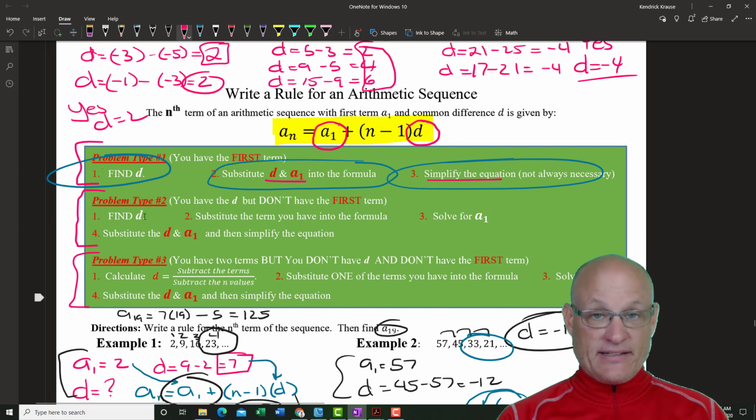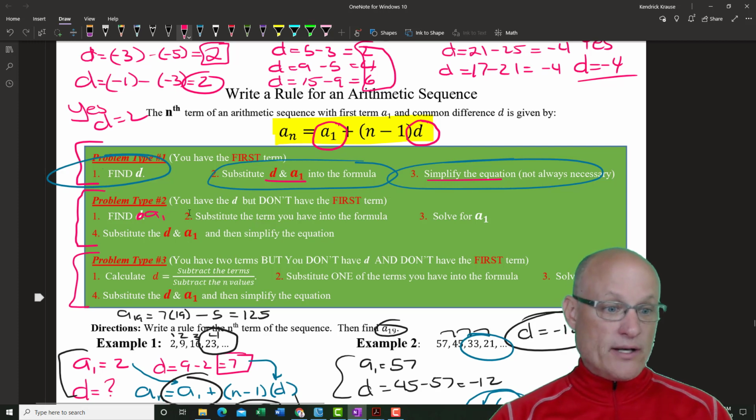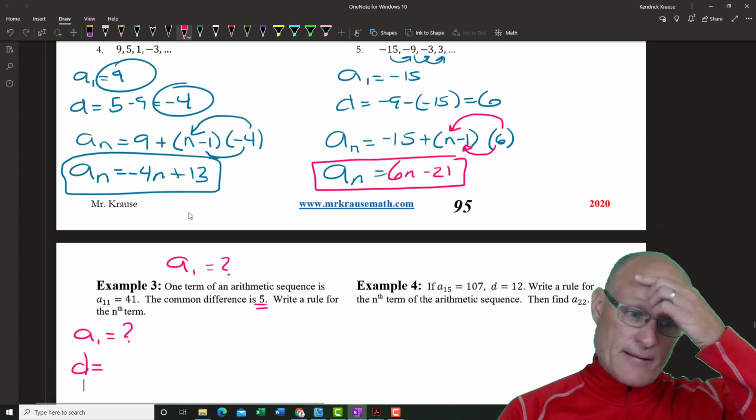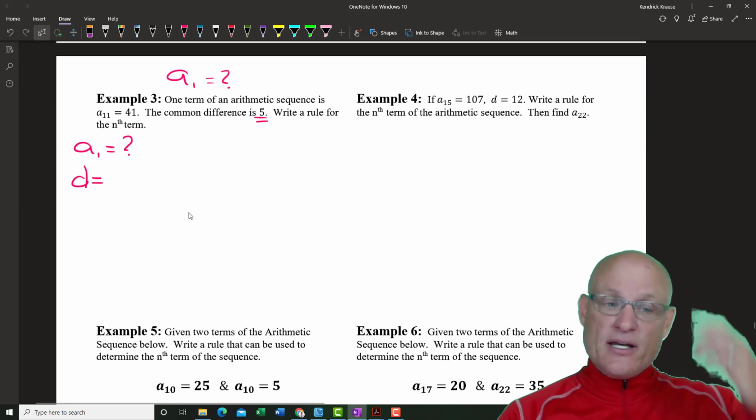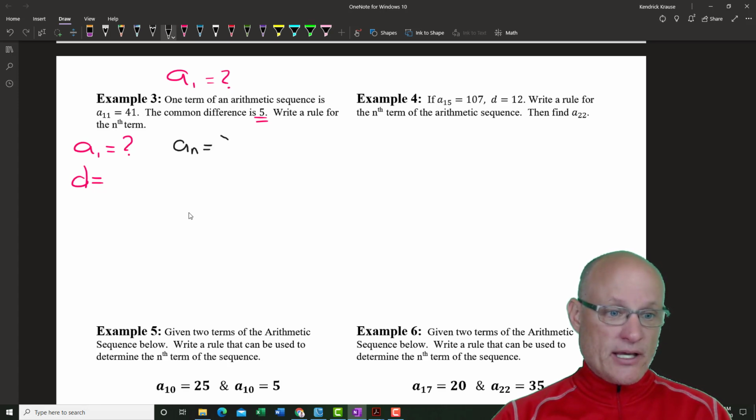And I just said find D. That shouldn't say find D. That should say find a sub 1. So we'll fix that right now. Sorry about that. All right, so we're going to find a sub 1. And here's how you do it. You're going to substitute into the rule. So the rule is a sub n equals a sub 1, which we do not know, plus n minus 1 times d, which we do know.